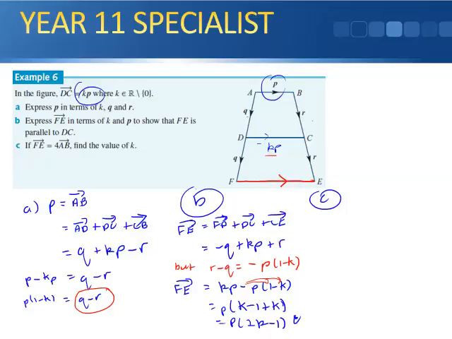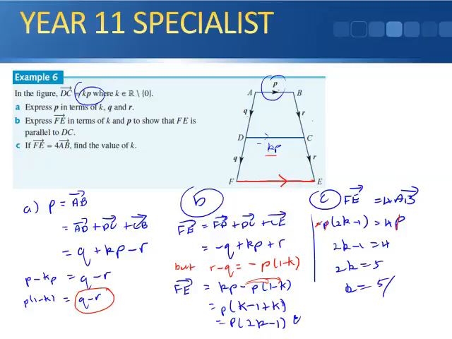Part C. If FE equals 4AB, find the value of K. FE equals 4AB. Well, we know AB is P. So FE will equal 4P. I know what FE is. There it is. We just worked it out. So let me substitute it in. So I've got P(2K minus 1). Well, the P's will cancel. So we've got 2K minus 1 equals 4. 2K equals 5. K equals 5 on 2.